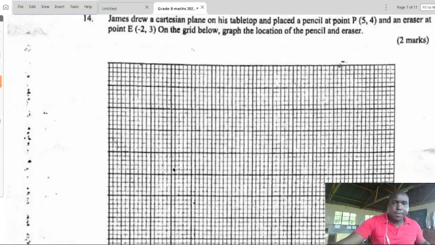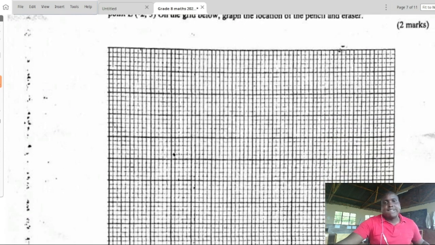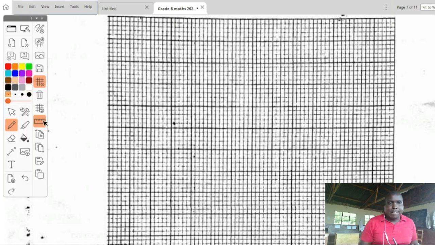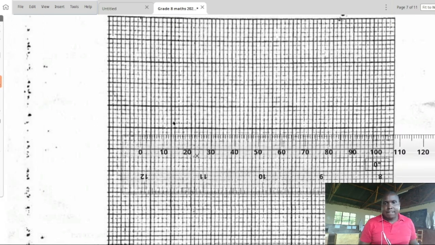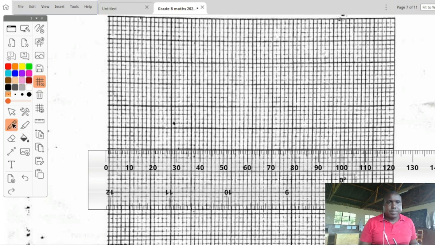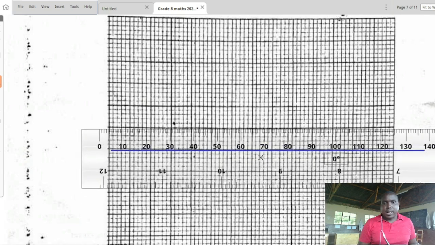This is the graph. James drew a Cartesian plane on a table, placed a pencil at this point and had the eraser at this point. On the grid below, show the location of the pencil and the eraser. So you can draw a line. A Cartesian plane is simply, that is a Cartesian plane.